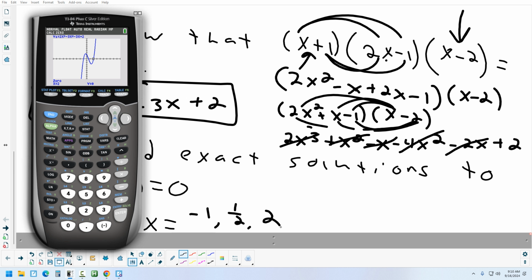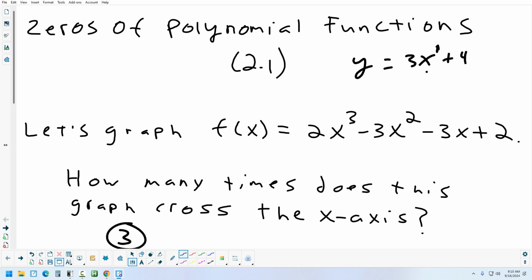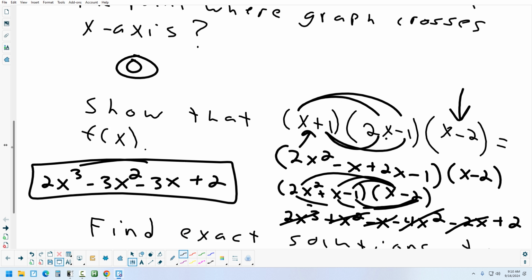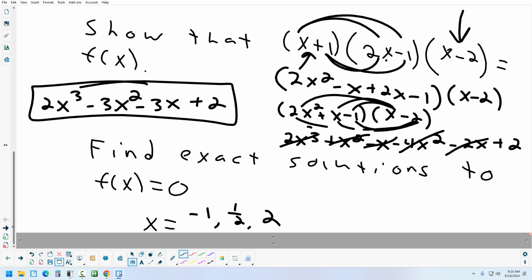The trick is, how would you take something like 2x cubed minus 3x squared, what we started with, and how would you factor it into that? Well, we're going to learn more about that later on. Okay. For now, I just wanted you to see that if it is factored, it makes it easier to see where it crosses the x-axis. Okay. So, any questions on that so far?